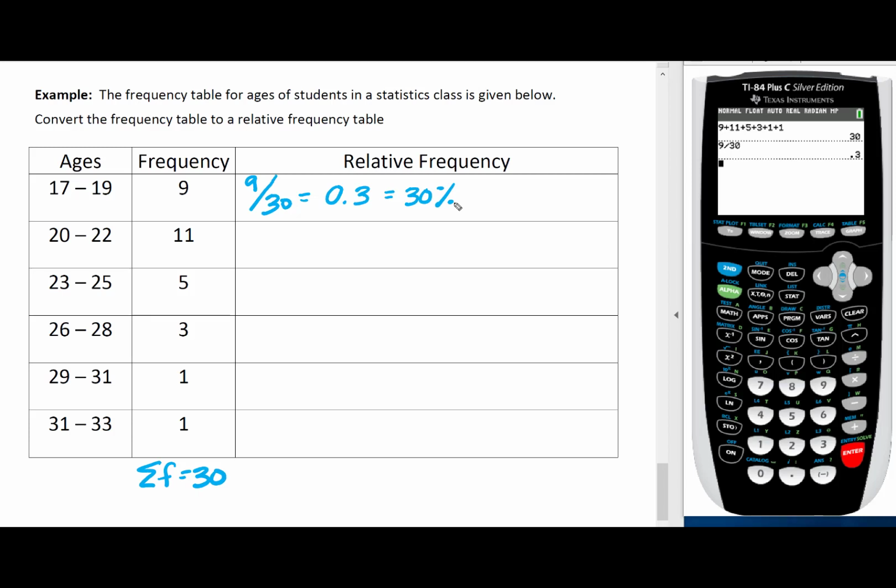Our next one, we have 11. So between 20 and 22 years old, there are 11 students. So to get a relative frequency, we take the 11 divided by a total of 30. On our calculator, we take 11 divided by 30, hit enter, and we get, notice, a repeating decimal. So I'm going to write all the decimal places down.